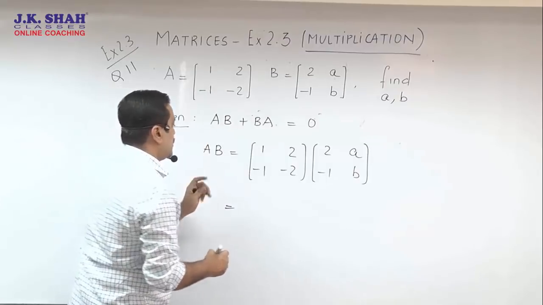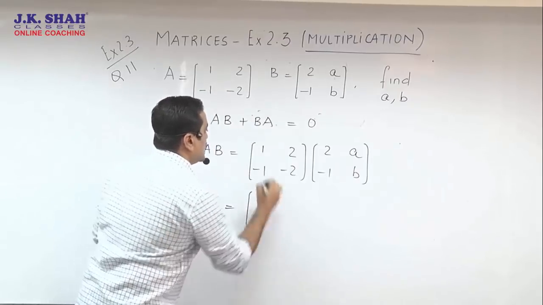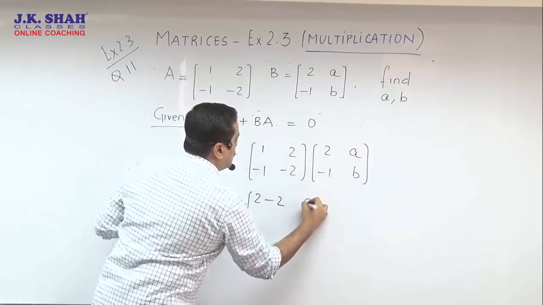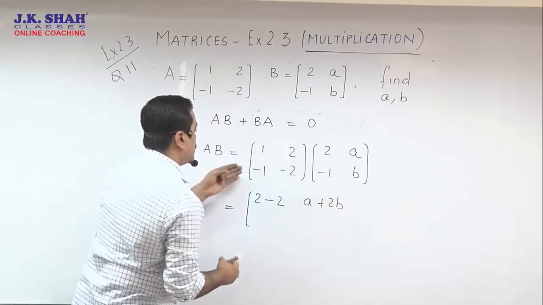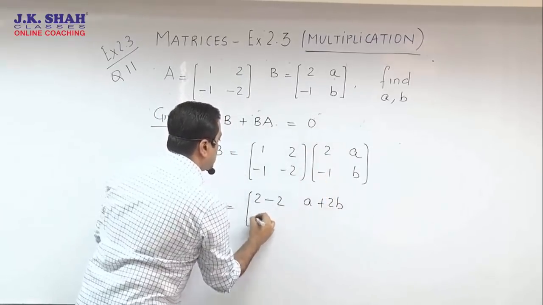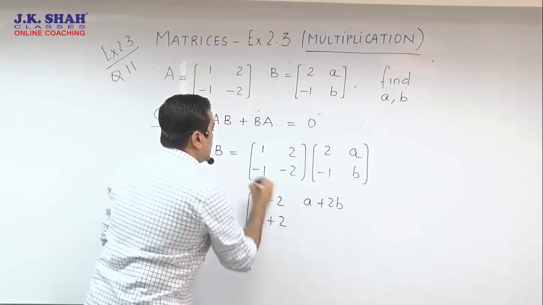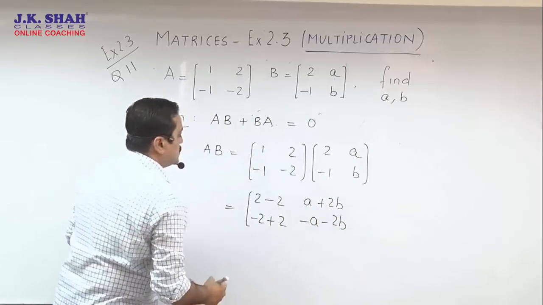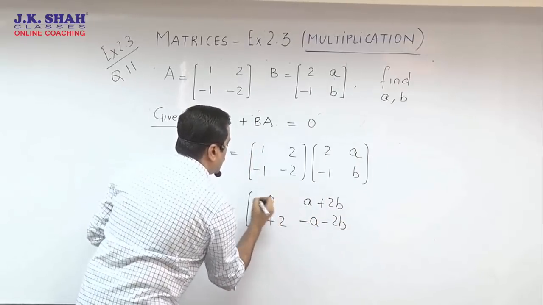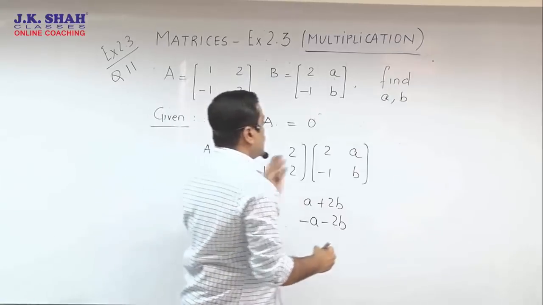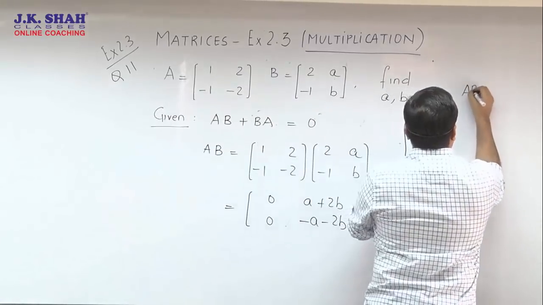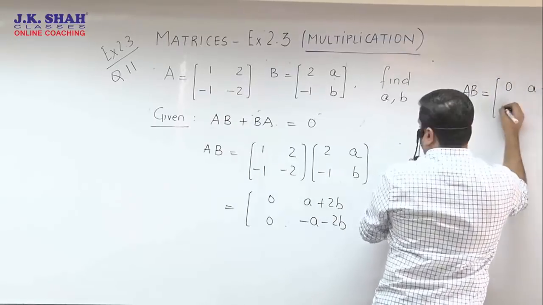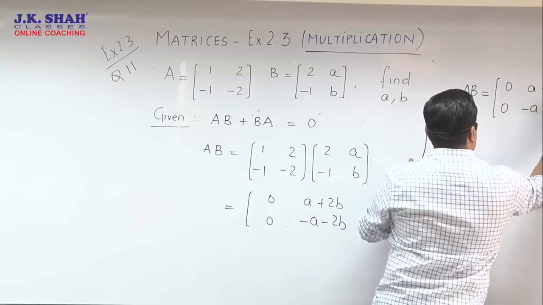So if you must have done your AB, we can check it on the board right now. It's 2 minus 2. It's A plus 2B. Coming to R2 going with C1, it's minus 2 plus 2. And R2 last with C2, it's minus A minus 2B. So finally I have got 0 over here and over here also 0. So as usual I'll copy my AB matrix over here, which I'll be needing later on. So it's 0. I do hope that everybody must have got this simple multiplication correct.